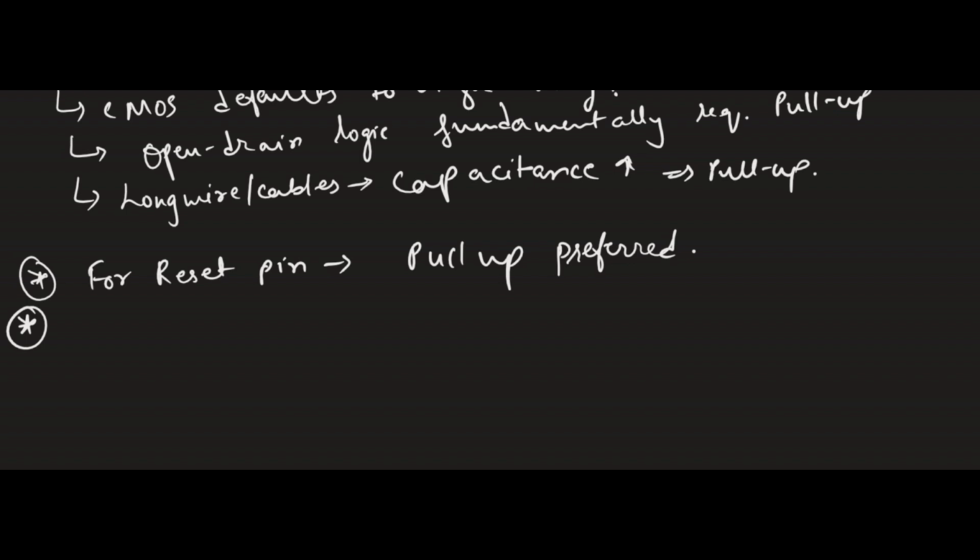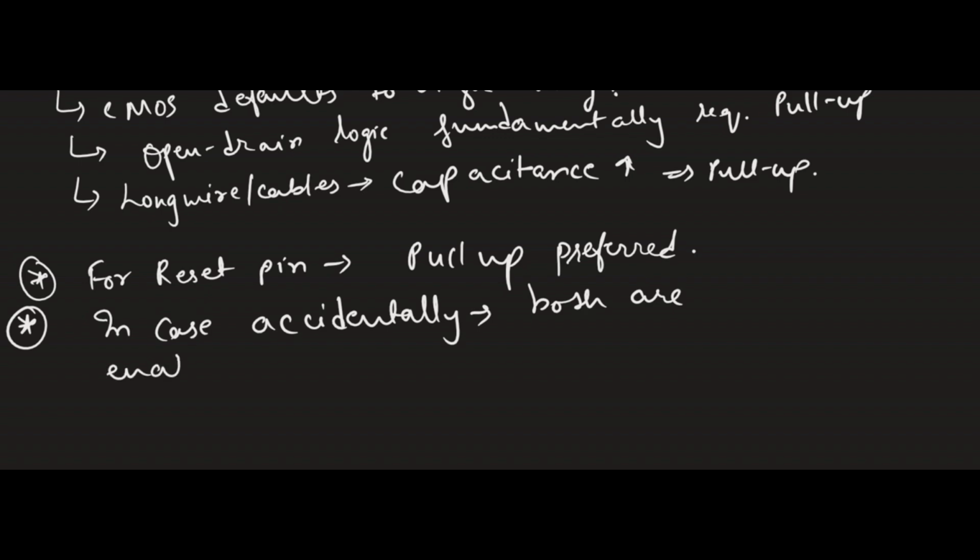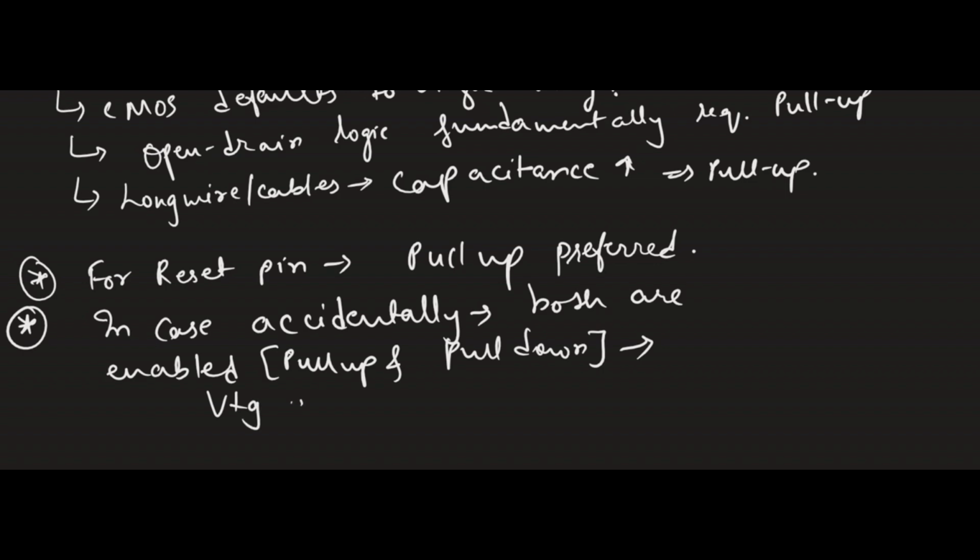You can say both cannot be enabled at the same time, but in case accidentally both are enabled or joined together, the pull-up and pull-down, then a voltage divider circuit is formed. So these might be the two follow-up questions they might ask you based on the flow diagram which I have shared with you.